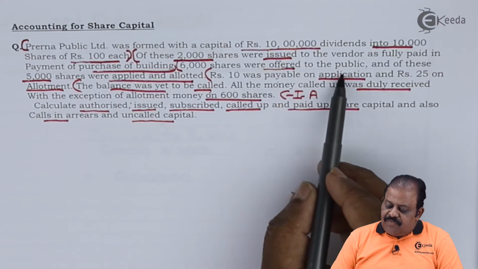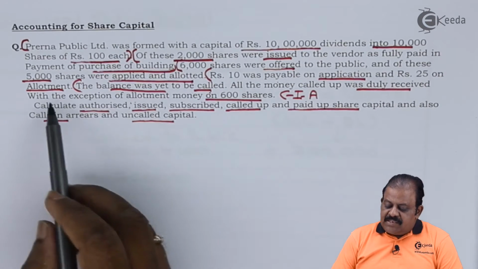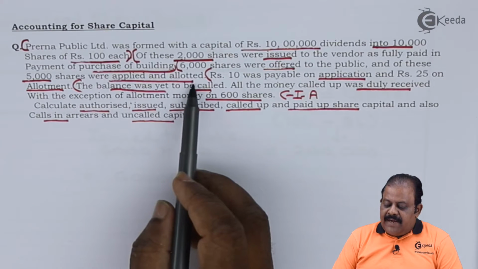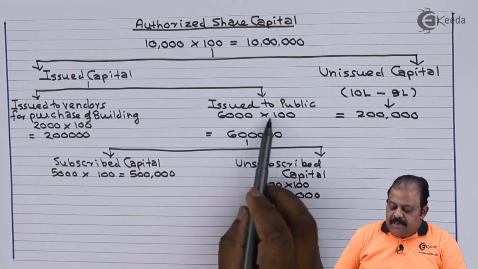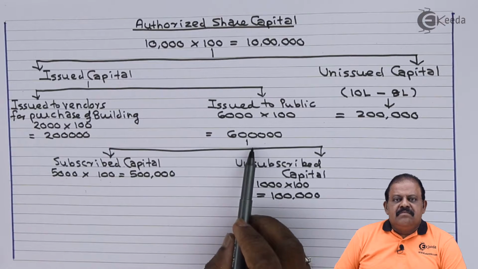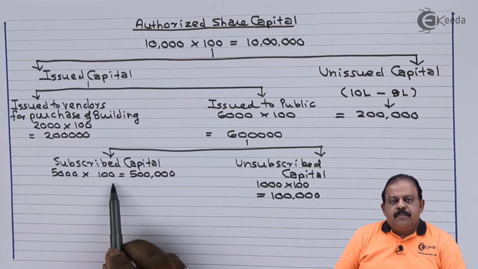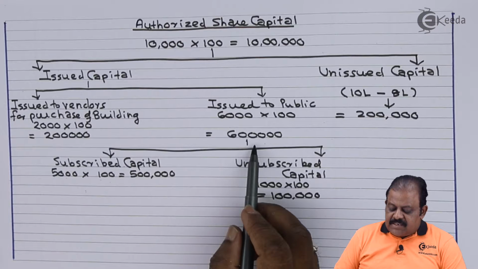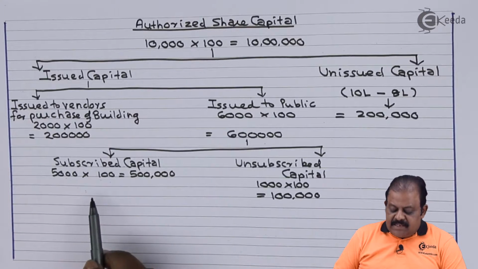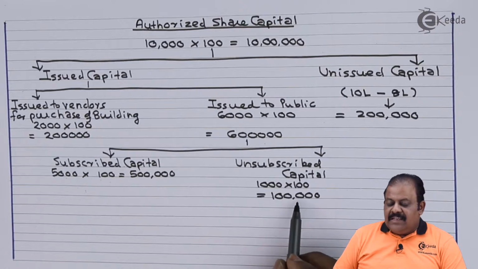6,000 shares were offered to public, and of these 5,000 shares were applied and allotted. Capital issued to public is 6 lakhs, of which they have applied for 5,000 shares of 100 each. So subscribed capital is 5 lakhs. Out of 6 lakhs, 5 lakh is subscribed capital. That means the remaining 1 lakh is unsubscribed capital.